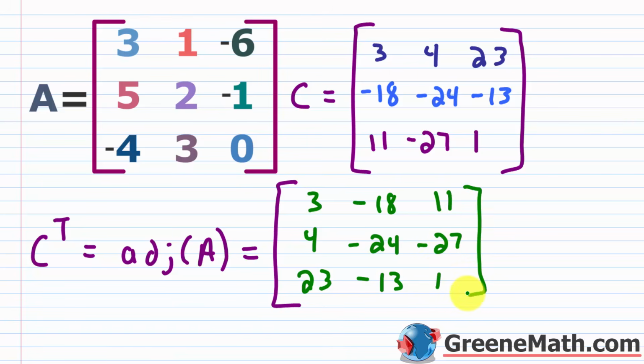Okay. Now, if you want, you can delete this notation because you're done with it. If you're asked for the adjoint, just give them this. You don't need to tell them it's the transpose of the cofactors because they already know that. Okay. So this would be your answer, your adjoint or your adjugate of A.